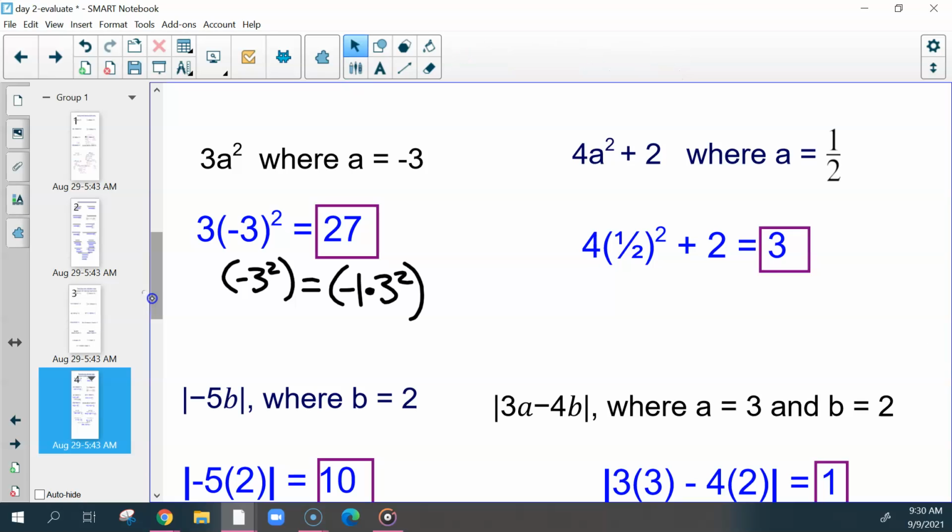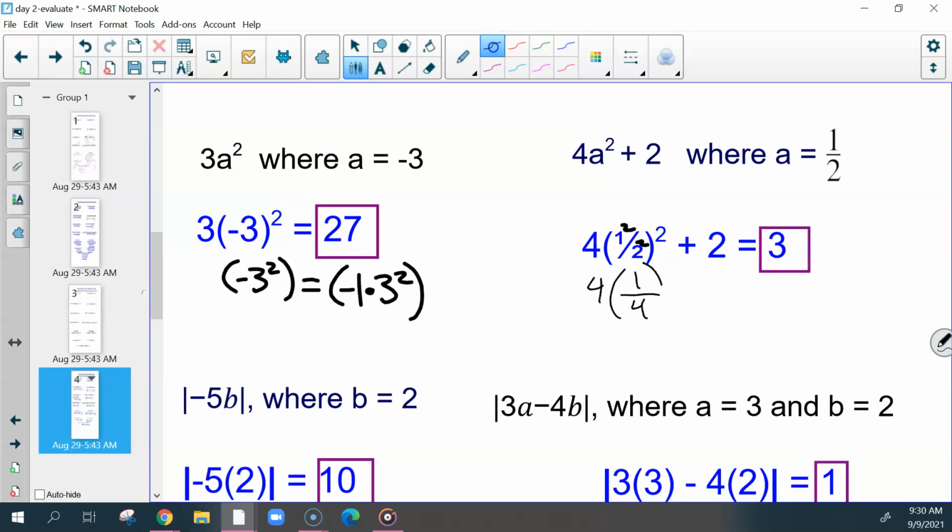4a squared plus 2. With this one, you need to square your fraction first. So this would become 4 times 1 over 4. 4 times 1/4. This should look familiar as that multiplicative inverse. Which gives you that.